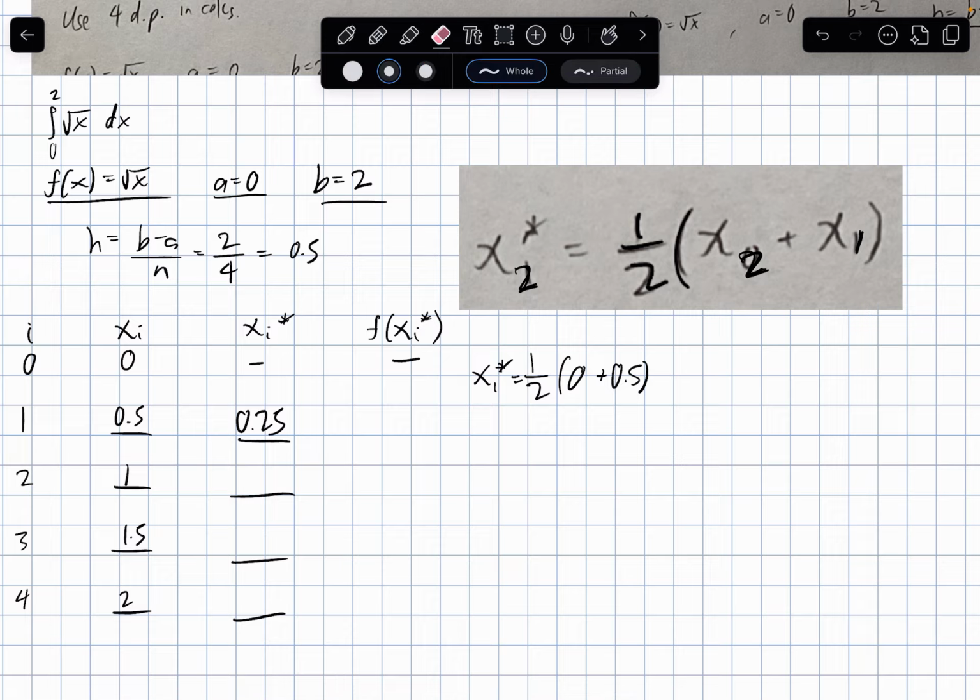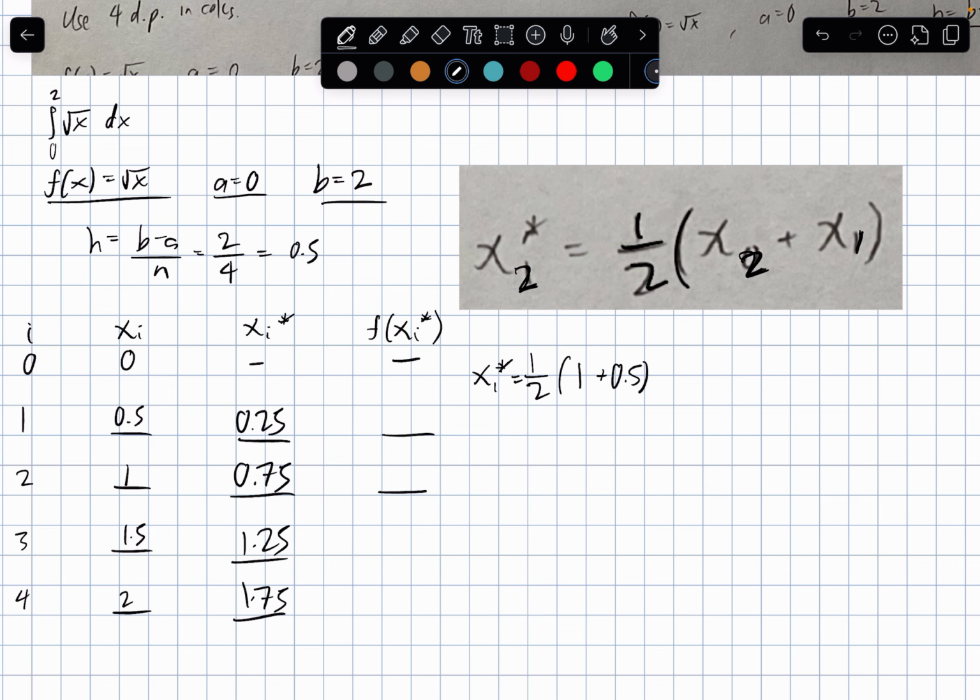So, x sub 2 is 1. Tapos we still use x sub 1, 0.5. So 1/2 times quantity 1 plus 0.5 is 0.75. Okay? So you just do the same thing. Eventually you will find that x sub 3 asterisk is 1.25, x sub 4 asterisk is 1.75.